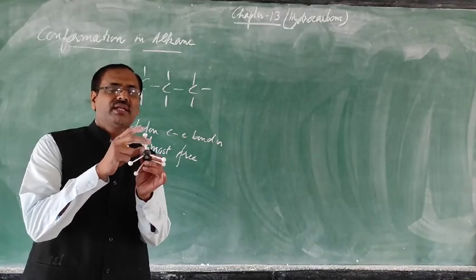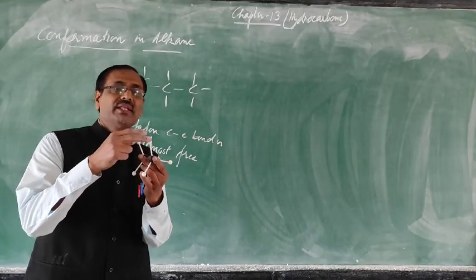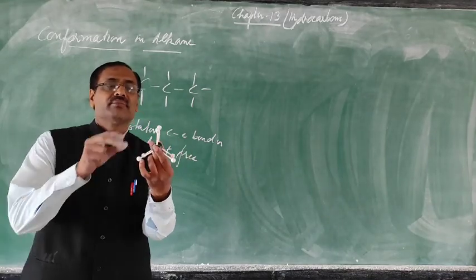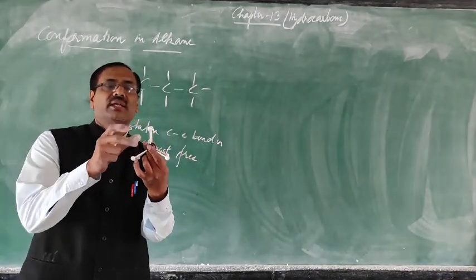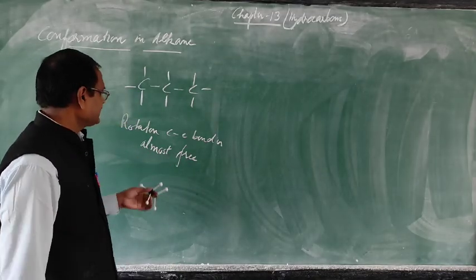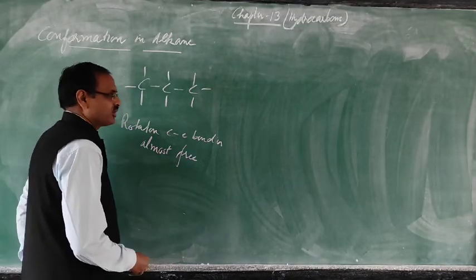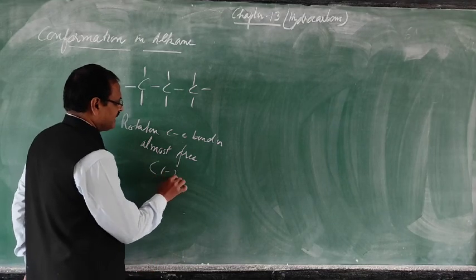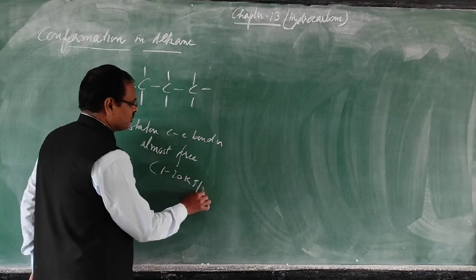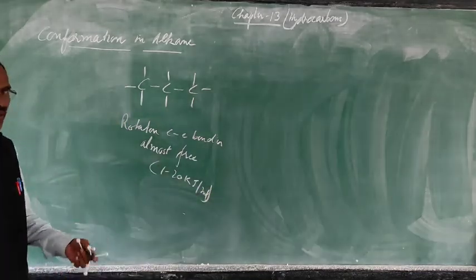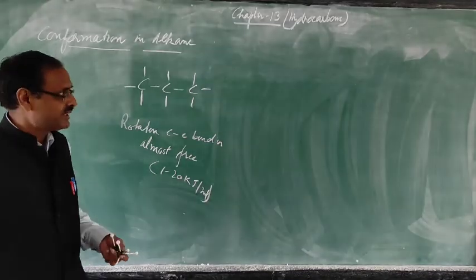Because some repulsive interaction will be there between the bonds of the adjacent carbon atoms. These electron clouds will repel each other. So that's why the rotation in the C-C bond is almost free, not completely free. An energy barrier is there, 1 to 20 kilojoule per mole, and this energy barrier is because of this repulsive interaction.